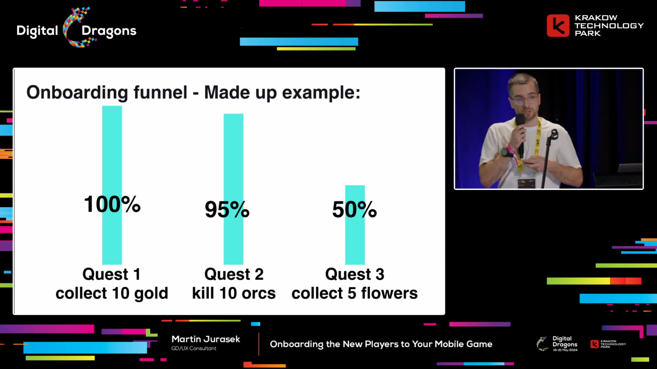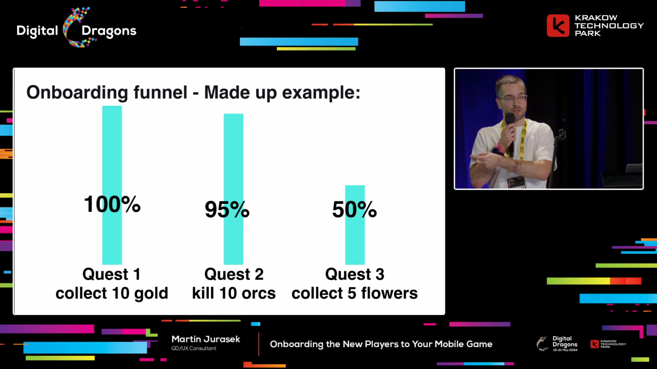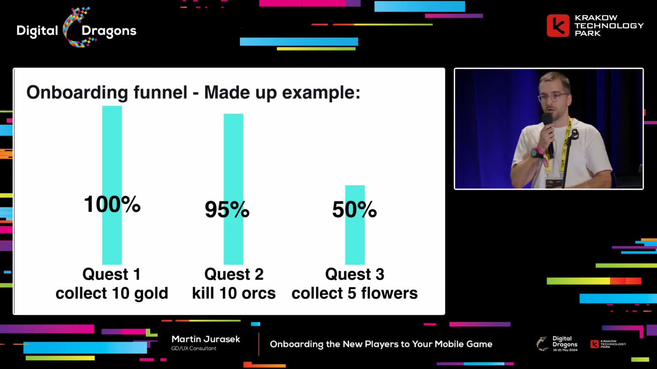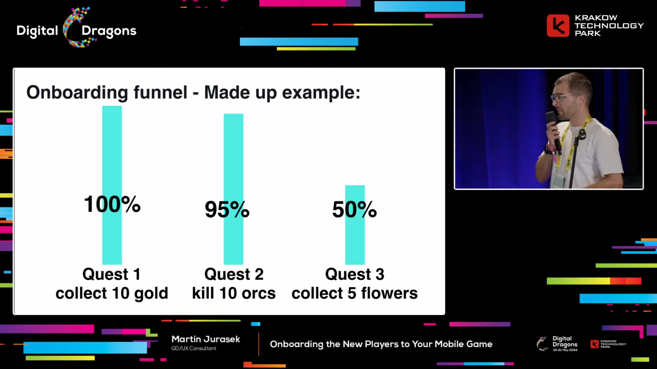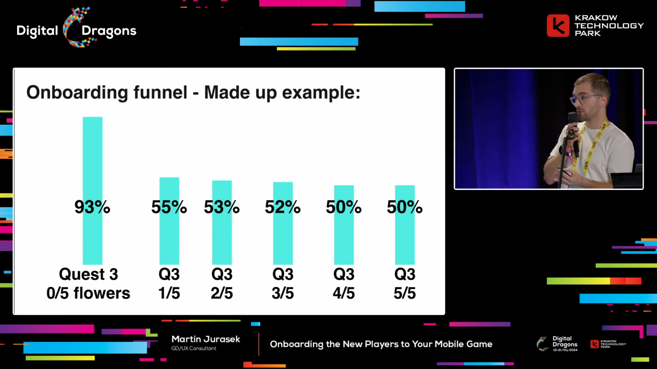So what do we know about this? Okay, there is some kind of problem. We know what is happening. We are losing players between quest 2 and quest 3. So what can we do now? I would suggest, based on the quantitative data, we should probably go a little bit deeper. If we try to analyze what is happening after quest 2, we can try to track it.